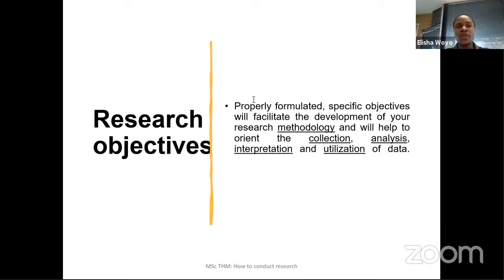It has a bearing on the way you collect the data. It has a bearing on the way you analyze the data. It has got a bearing on the way you are going to interpret the data. So research objectives, don't take them for granted. It's a small size of what you write in your proposal, but it informs quite a lot of stuff.